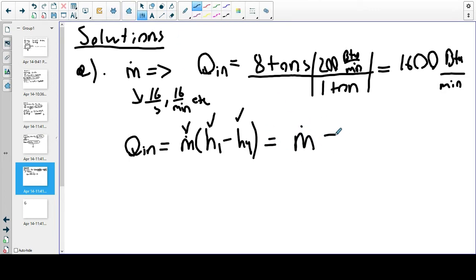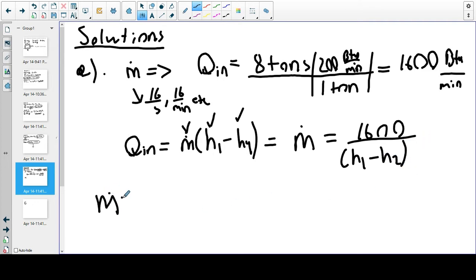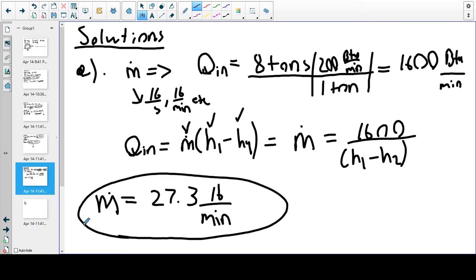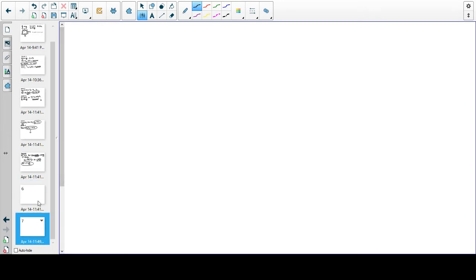But anyway, we're looking for mass flow rate, and mass flow rate is equal to the Qin divided by the H's needed to create that heat in. So, as you can see, if you work it all out here, you get 27.3 pounds per minute is the mass flow rate.